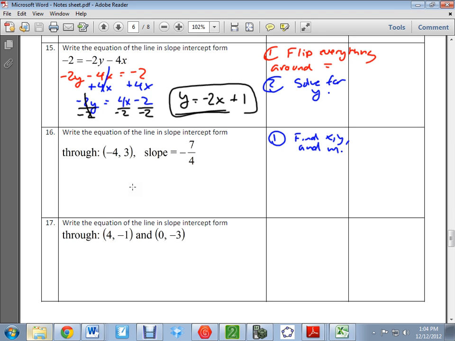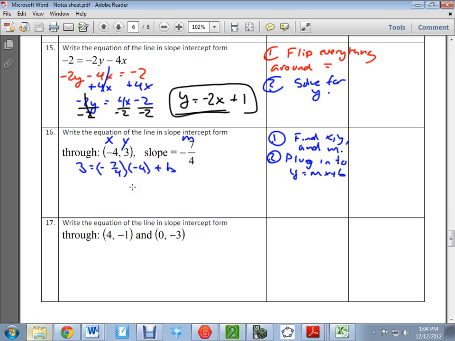So where is x? Where is y? And where is m? Once you have x, y, and m, the rest of the problem becomes relatively easy. The second step is to plug in to y equals mx plus b. So what is y? 3. Equals, what is m? Negative 7/4 times what is x? Negative 4 plus what's b?